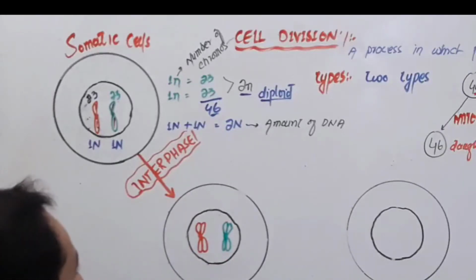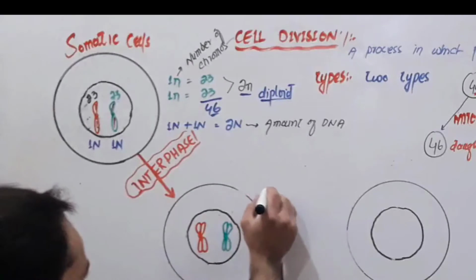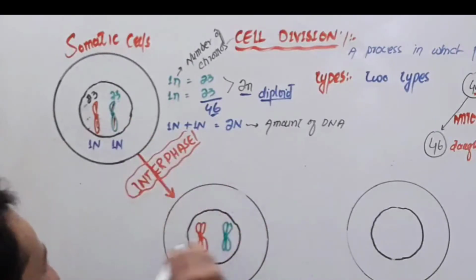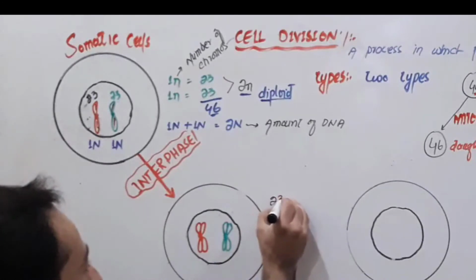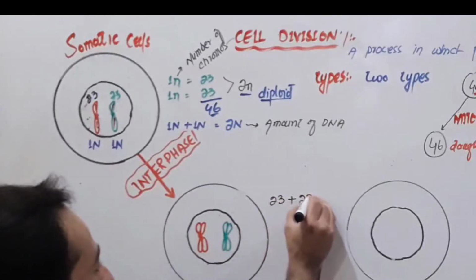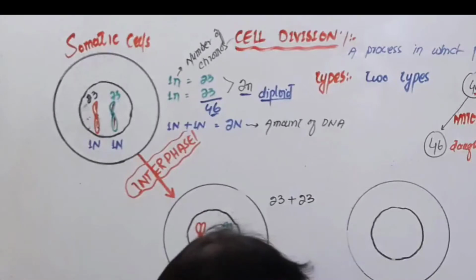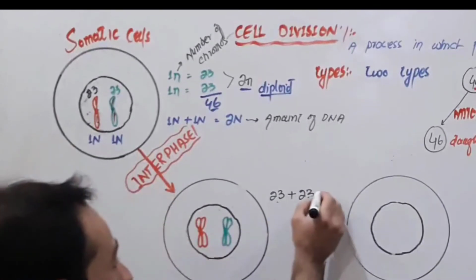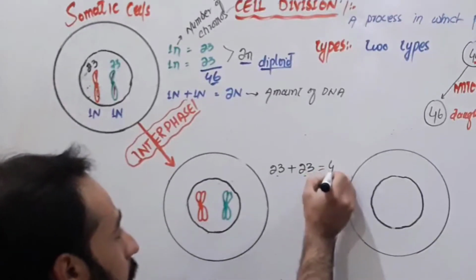Let us write the detail also here. Look, details of this cell. Whenever the cell comes out of interphase, the number of chromosomes are the same. As I told you here, chromosomes same. So 23 from father side, 23 from mother side, which becomes a total 46.